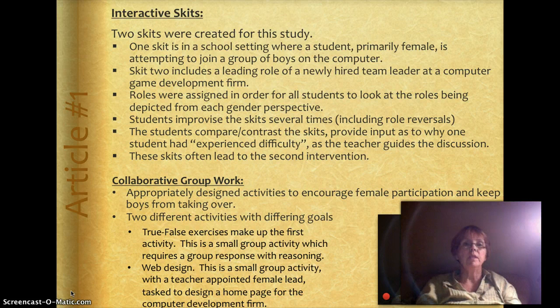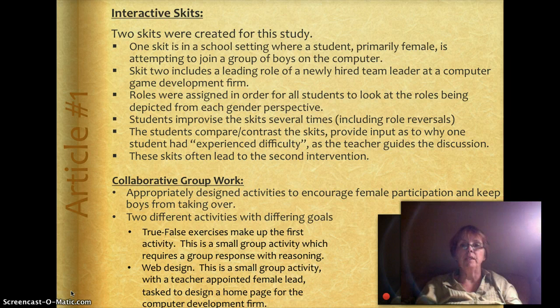There were two interactive skits created for this study. Skit 1 was in a school setting where a student, primarily female, is attempting to join a group of boys on the computer. Skit 2 includes a leading role of a newly hired team leader at a computer game development firm. Roles were assigned in order for all students to look at the roles being depicted from each gender perspective.